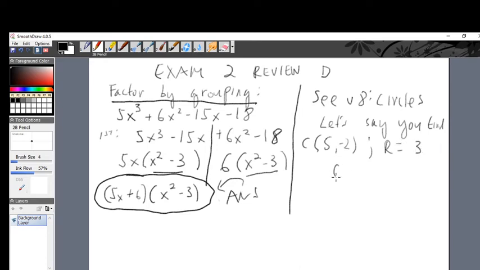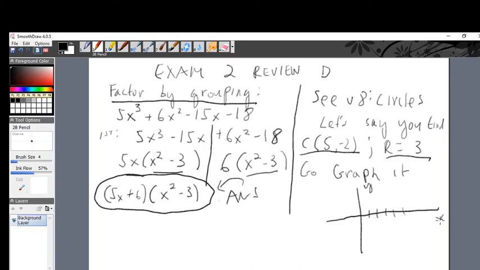And then one of the things you got to do is they say, go graph it. You have these two pieces of information. You already found the center, and you already know the radius. So you go to a graph, and you plot 5 comma negative 2. So you go 1, 2, 3, 4, 5. Here's the y-axis. Here's the x-axis. 1, 2, 3, 4, 5. And then down negative 2. So here's the center.